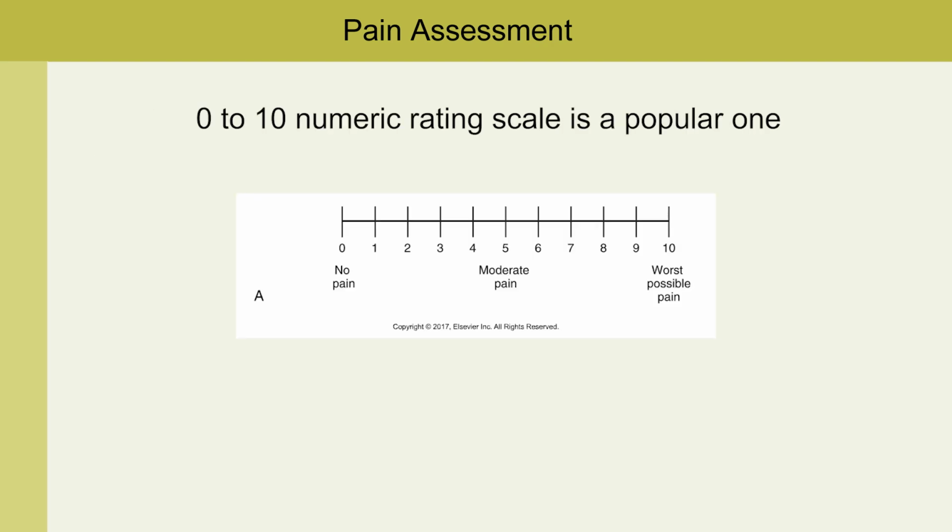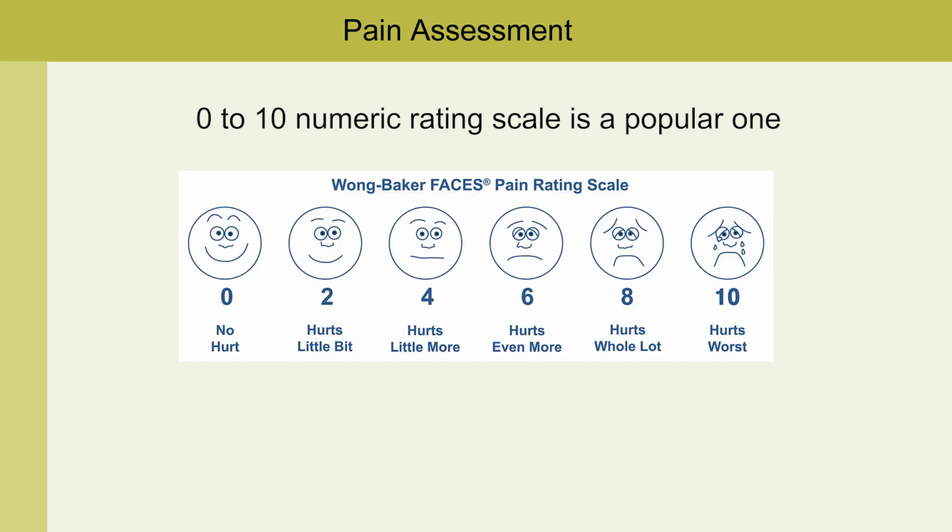The 0 to 10 numeric rating scale is a popular one. If you had to give a number to your pain, 0 being no pain and 10 being the worst pain you have ever had, what number would you give it? And you have to accept that number for your documentation too. The Wong-Baker Faces pain rating scale is another example, and your book talks about it.